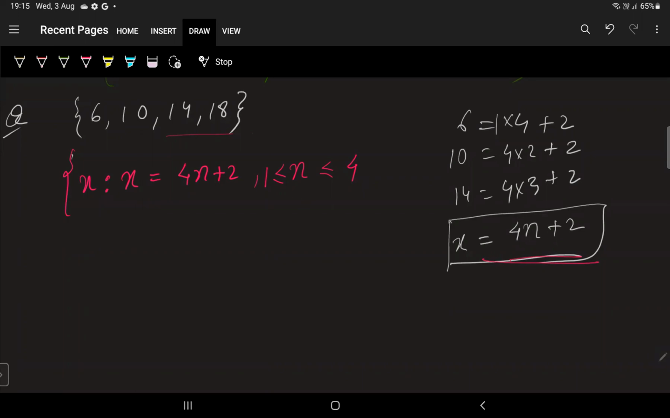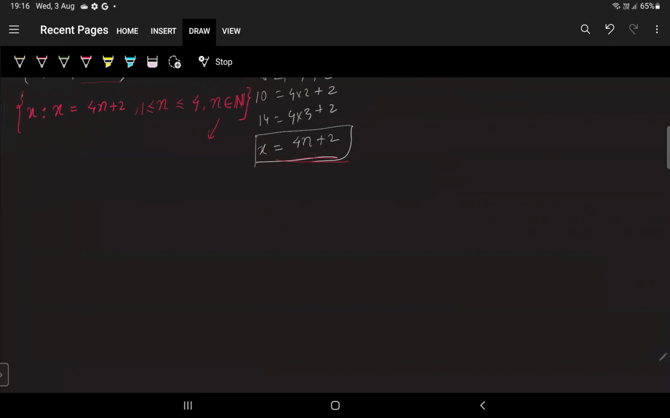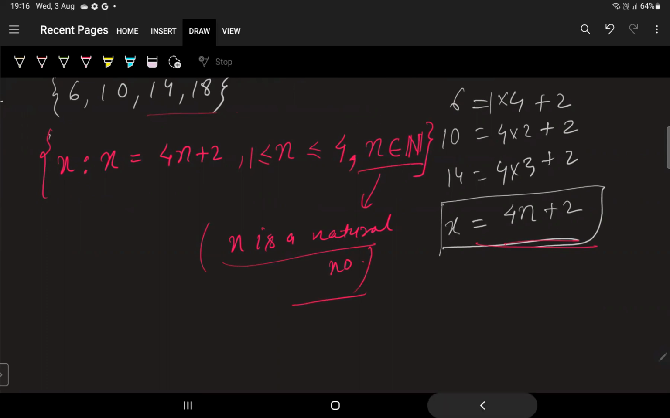Why? Because we have to define n is a natural number. Okay. Close the bracket. Write down, everyone. You have to define n belongs to, this is the symbol of belongs to, capital N. Or you can write the statement here: n is a natural number. Either you can write this or you can write this after a comma. Okay. Ashwin, understood?